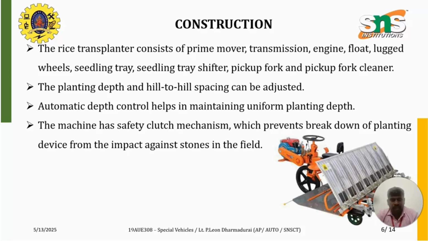Here the planting depth and the hill to hill spacing can be adjusted manually. So how much depth we need to plant at, that kind of thing can be adjusted. Then in some vehicles, automatic depth control also helps in maintaining uniform planting depth on uneven surfaces. And this vehicle has a safety clutch mechanism which protects the vehicle and the rider during a breakdown.